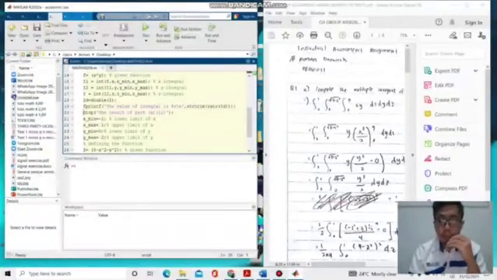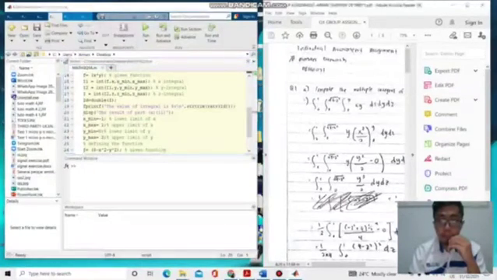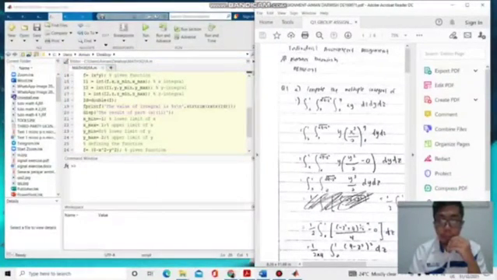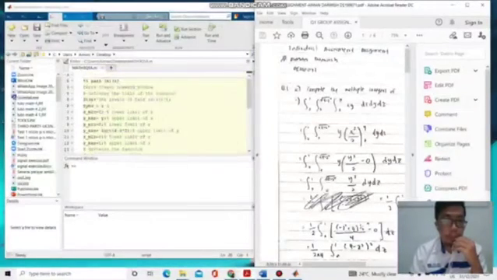Okay, the first question, 1A. Input the multiple integral. First, use the clc command to clear the command window, and then use disp to display the result of part A1.